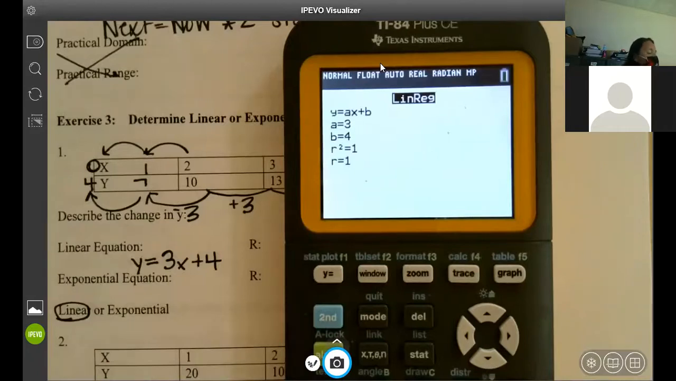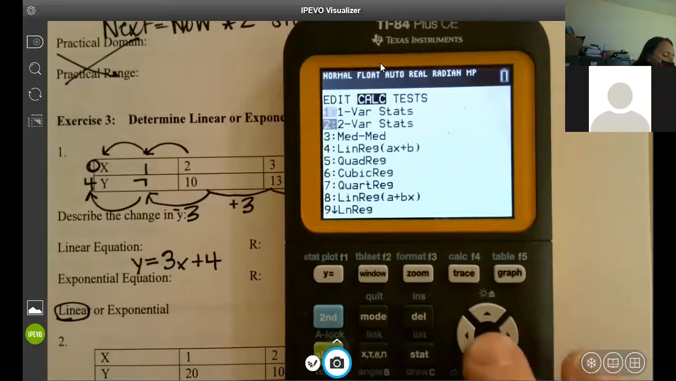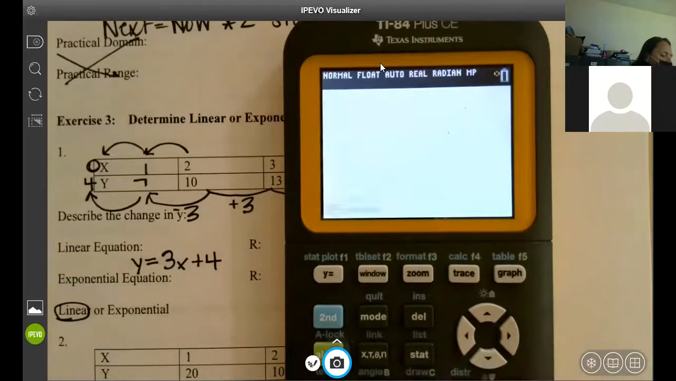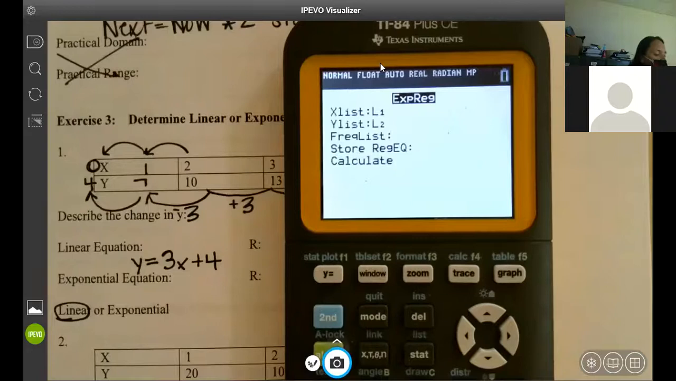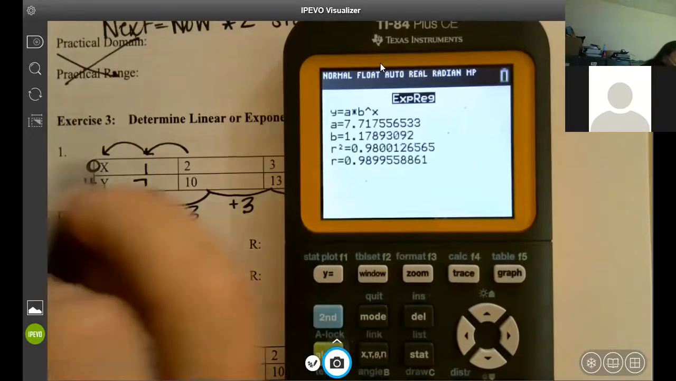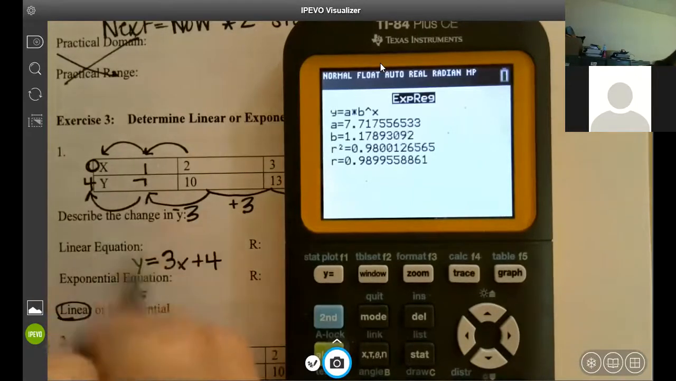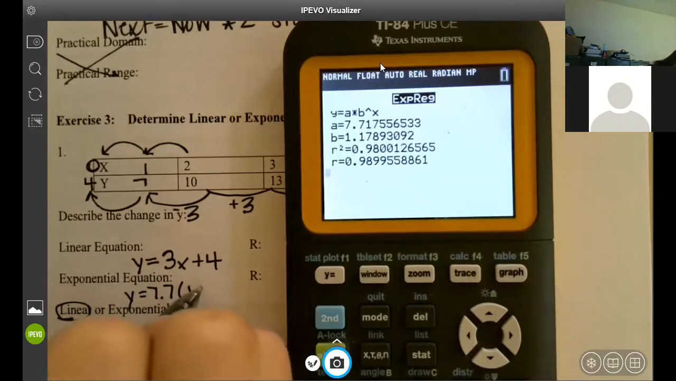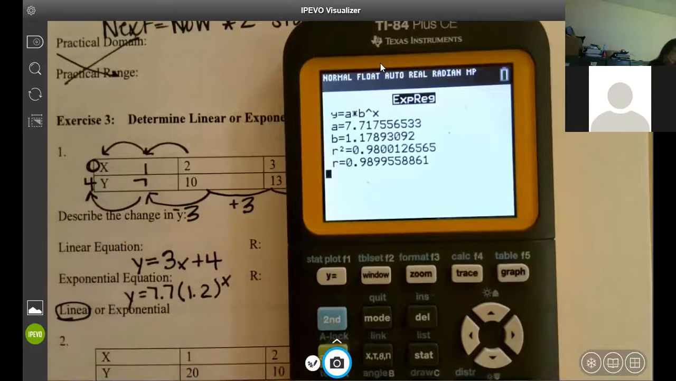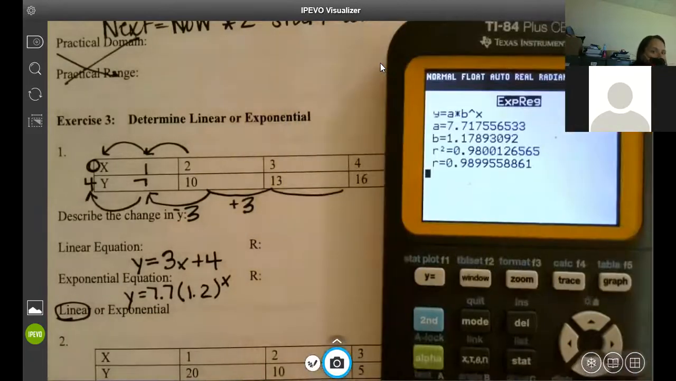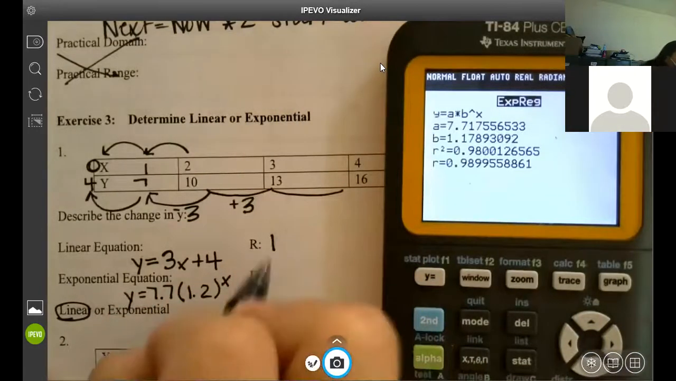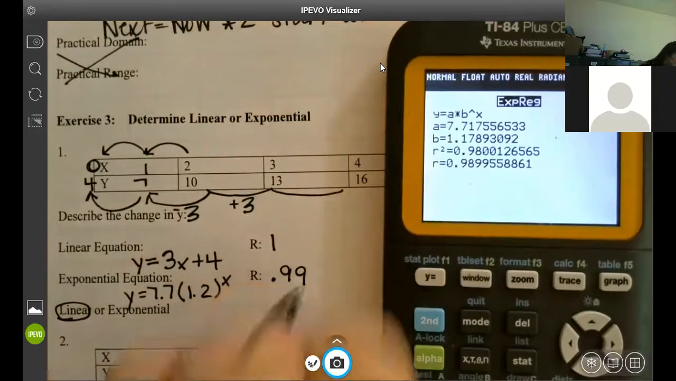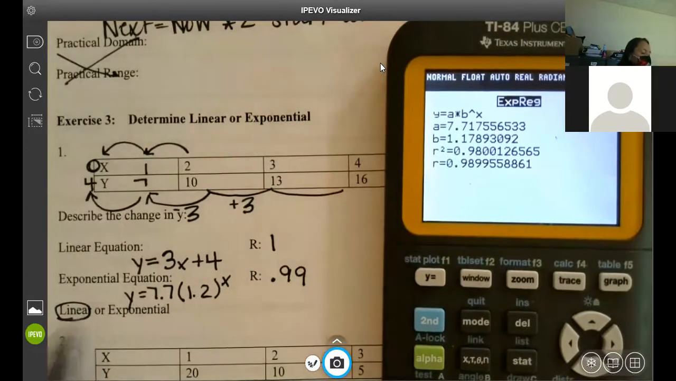Okay. Then it says do the exponential equation. So we go to stat, calc, exponential. It's going to give us some crappy numbers because it's not perfect. And our equation would be y equals 7.7 times 1.2 to the x. We said our r for linear was 1. For exponential was 0.99. So linear is the better choice.